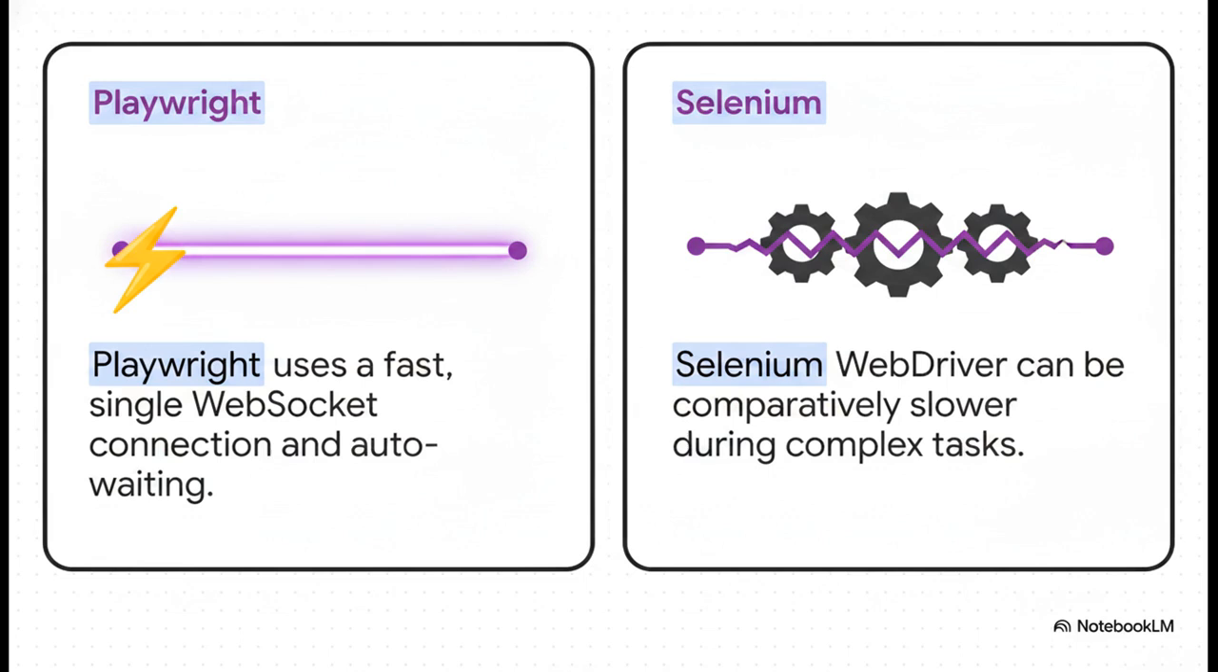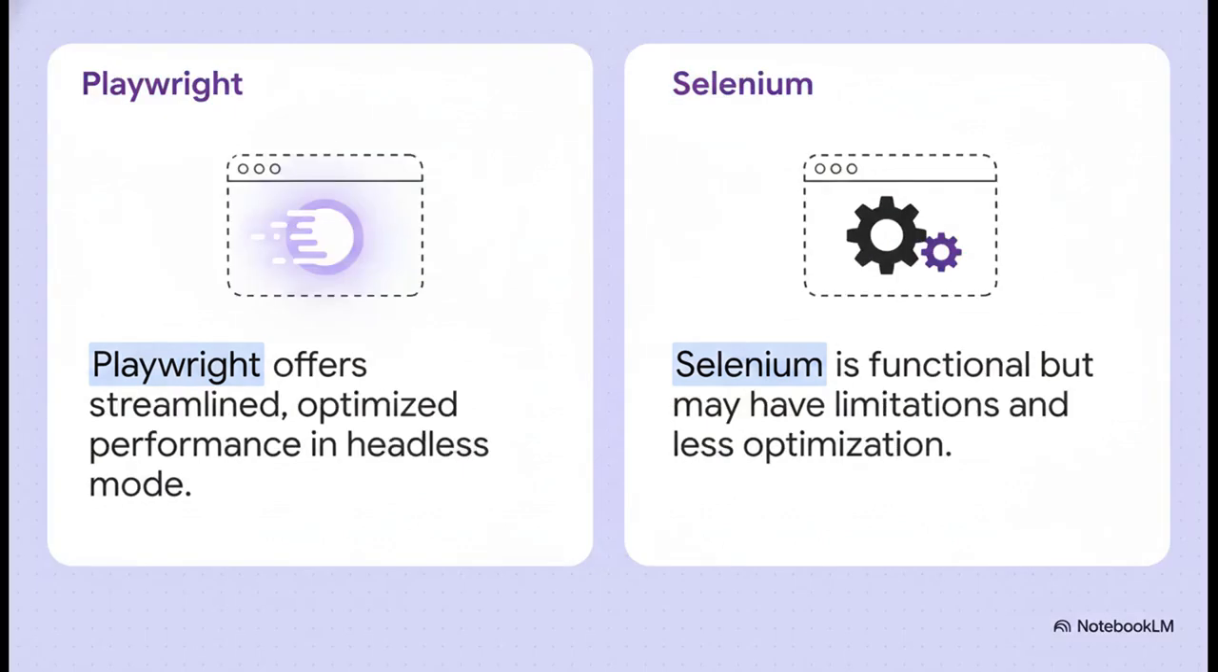Selenium, on the other hand, relies on that traditional WebDriver we mentioned. Because of that, it can be comparatively slower, especially when you're running tests that involve really complex multi-step browser interactions. Wrapping up our head-to-head, let's look at headless browsing. That's when you're running tests in the background without a visible browser window actually popping up on your screen. Both of these frameworks support it, but Playwright's modern architecture definitely gives it the edge here.